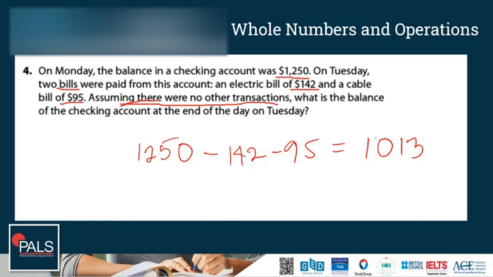First, no other transactions. So the only transactions are the $142 and $95 bills. Then the remaining balance in the checking account is $1,250 minus 142 minus 95. So the answer is $1,013. Okay, let me write the dollar symbol for the answer. Number 5, the last one.